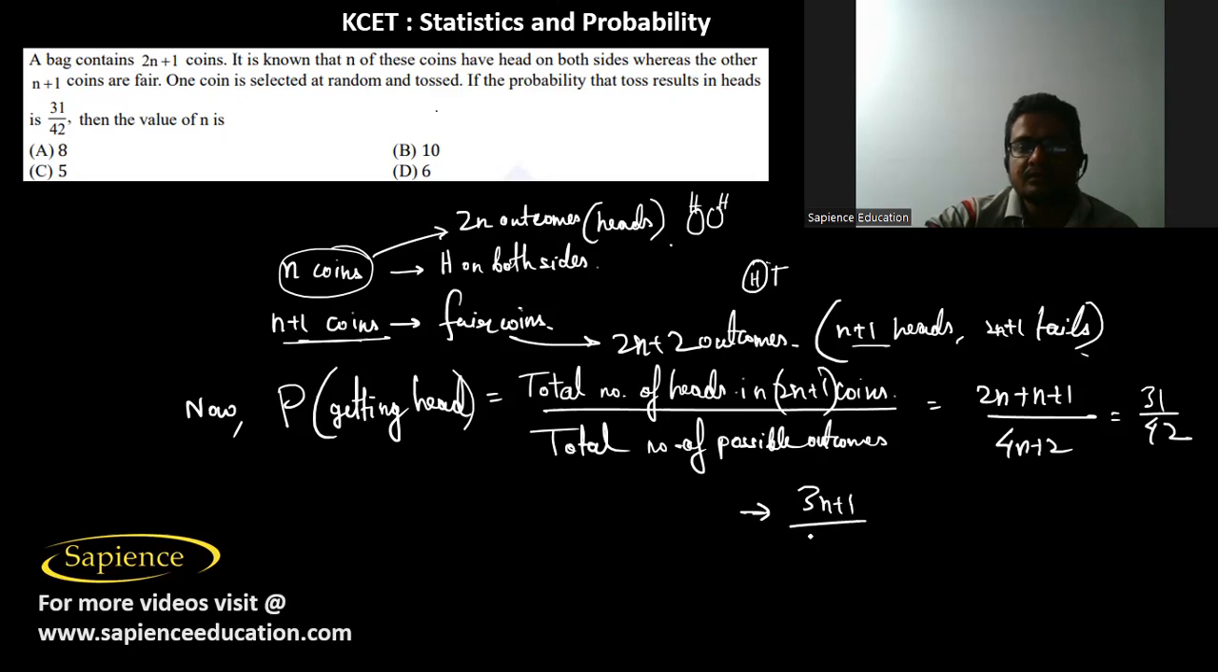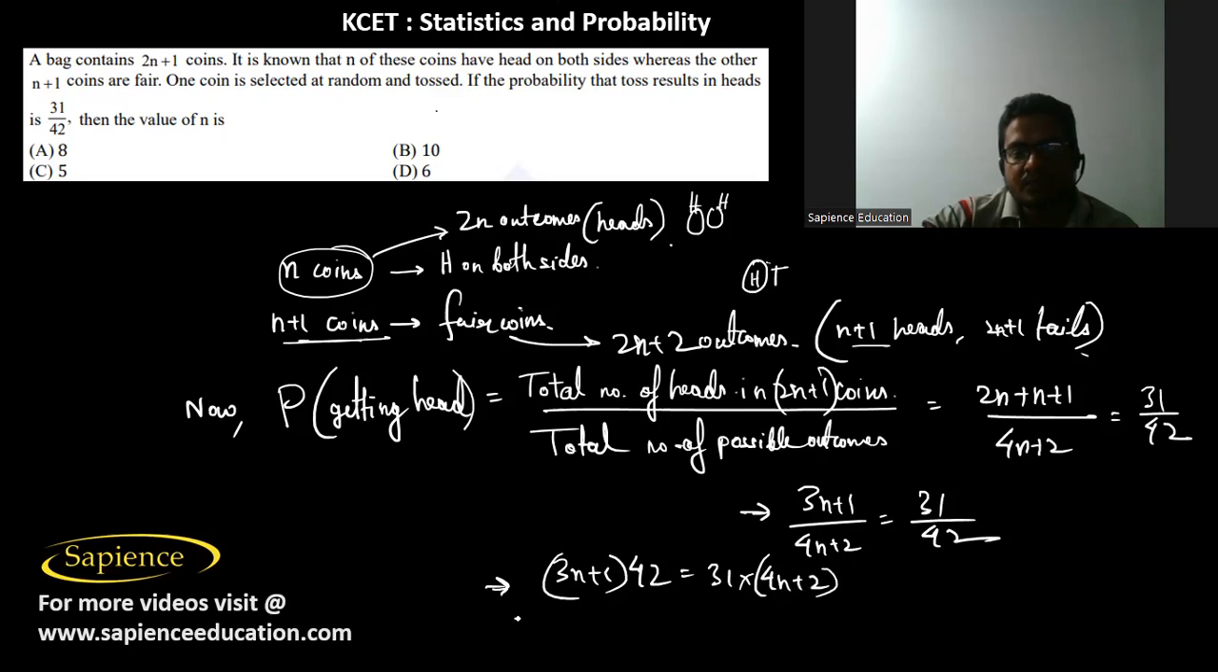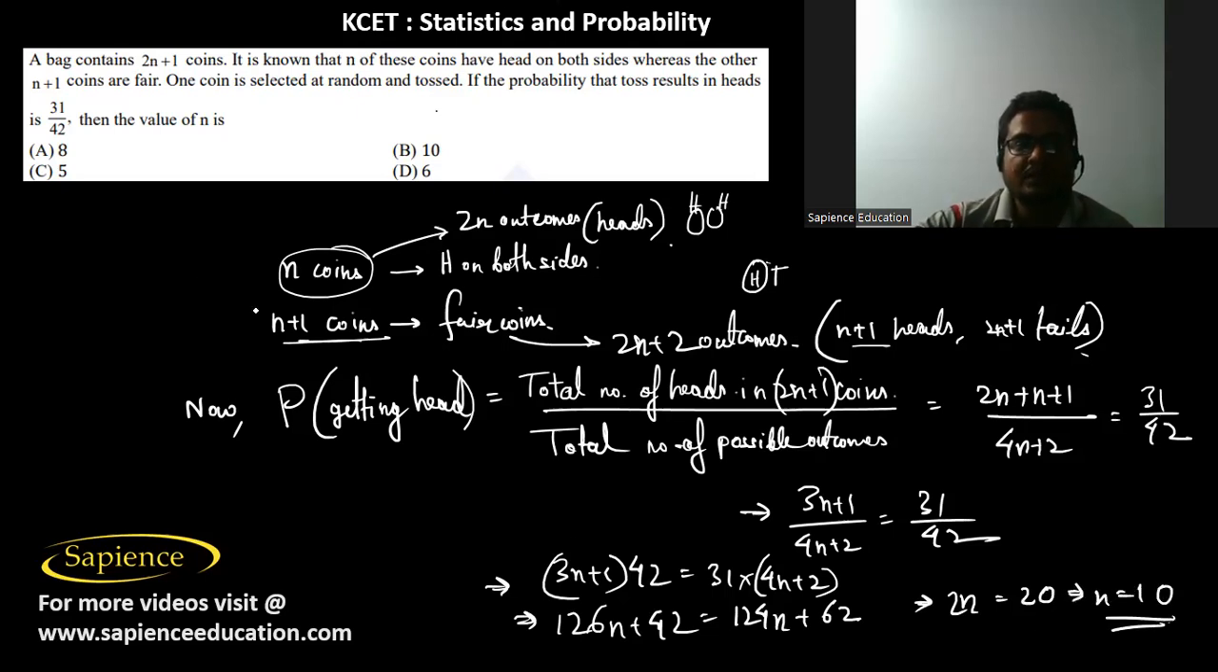So 3n plus 1 by 4n plus 2 is equal to 31 by 42. So therefore we can write (3n plus 1) into 42 is equal to 31 into (4n plus 2). So this I can write: 3 sixes are 18, 126n plus 42 is equal to 4 ones are 4, 4 threes are 12, 124n plus 62. So therefore I can tell 2n will be equal to 20. So n will be equal to 10. So therefore the value of n here is 10. So option B is the correct answer.